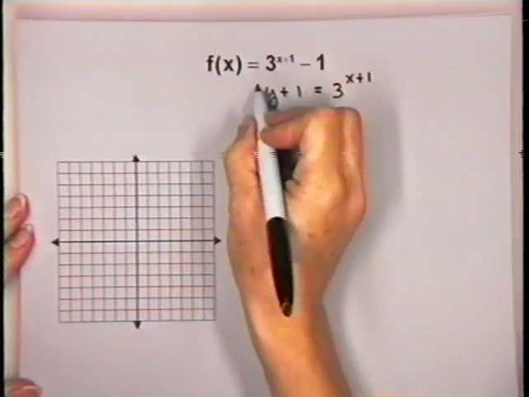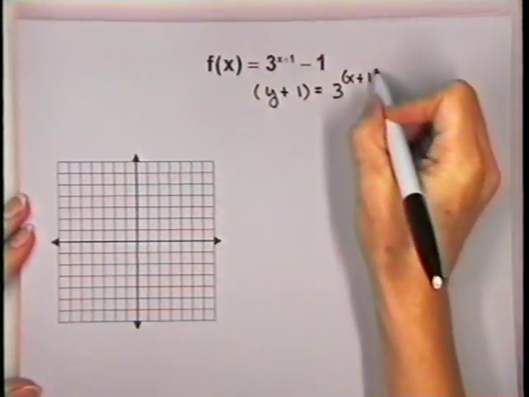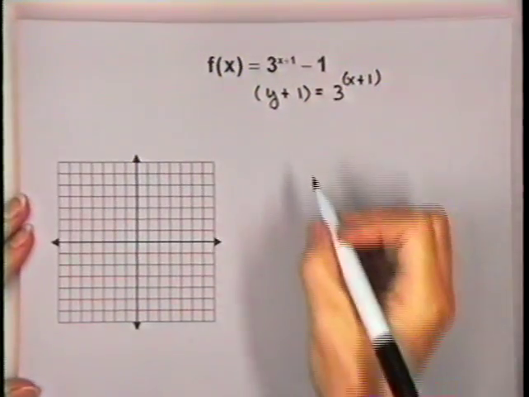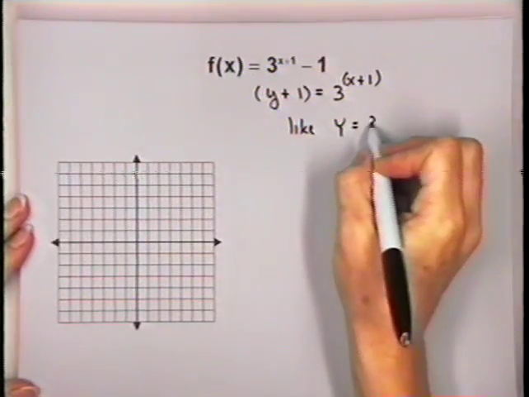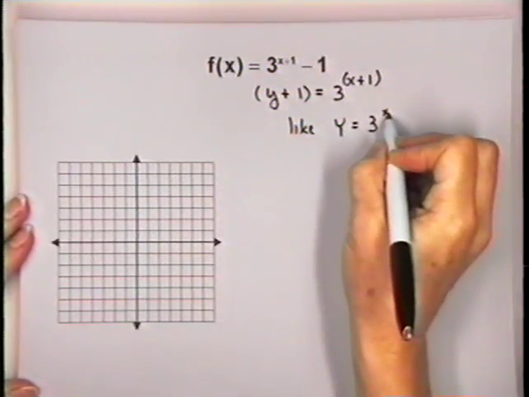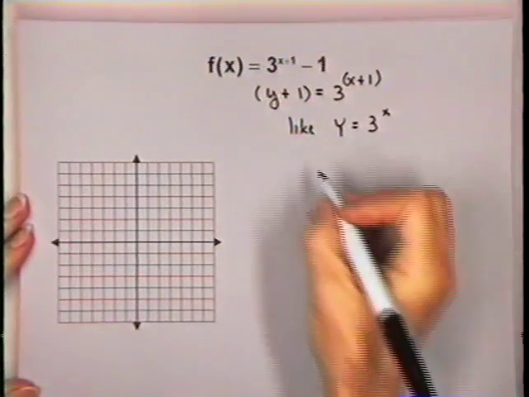Now I'm going to do a little grouping here. I'll group that y plus 1, and since all of this is in the exponent, I'm going to group that x plus 1. Now, this is going to be like the graph again of y equals 3 to the x, but this says something has been added or subtracted to both x and y.